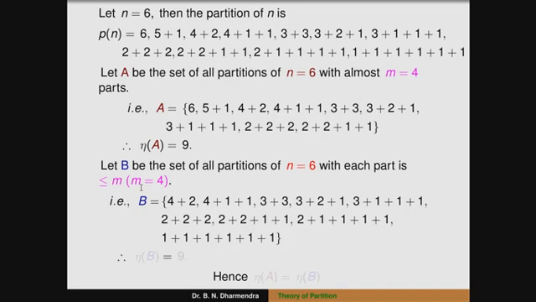So therefore here also 1, 2, 3, 4, 5, 6, 7, 8, 9. So the cardinality of B is also equal to 9. Hence the cardinality of A is equal to the cardinality of B. So this is the example for the theorem.